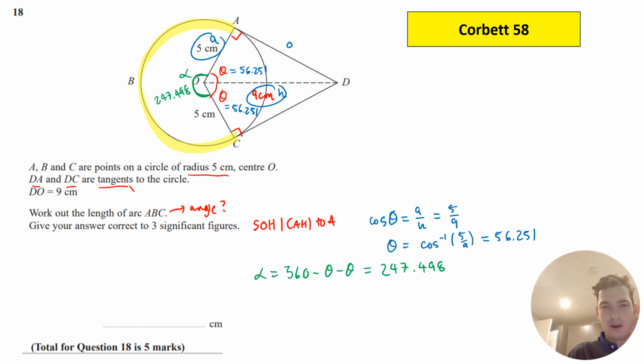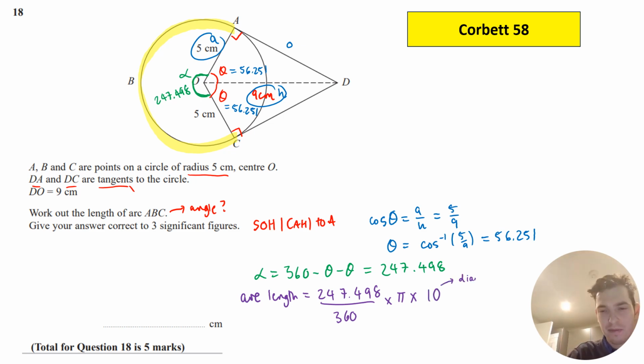247.498. So therefore my final step is now I can work out my arc length, because the fraction of the circle that I've got now is my angle over 360 times pi times my diameter. And what's my diameter? Well, it is 10. I knew it was 10 because it's 5 times 2. The radius is 5, so double that. And then all you need to do is put that into your calculator, to 3 significant figures: 21.6 centimeters. Okay, let's go to the next question.